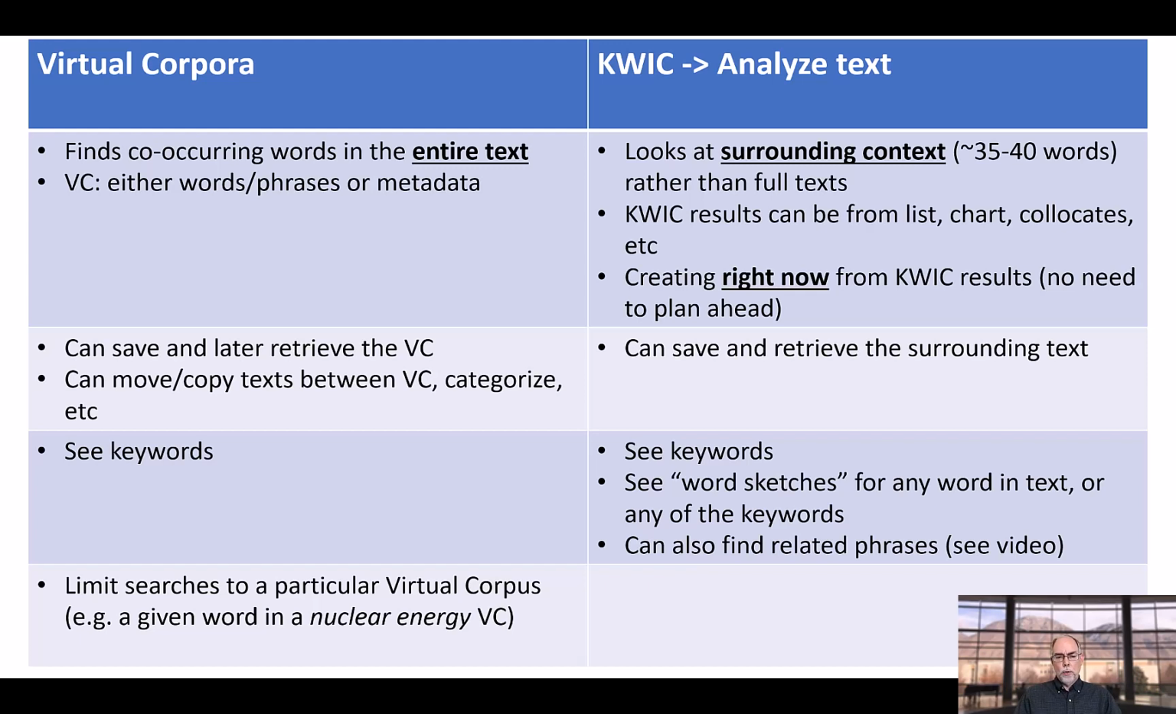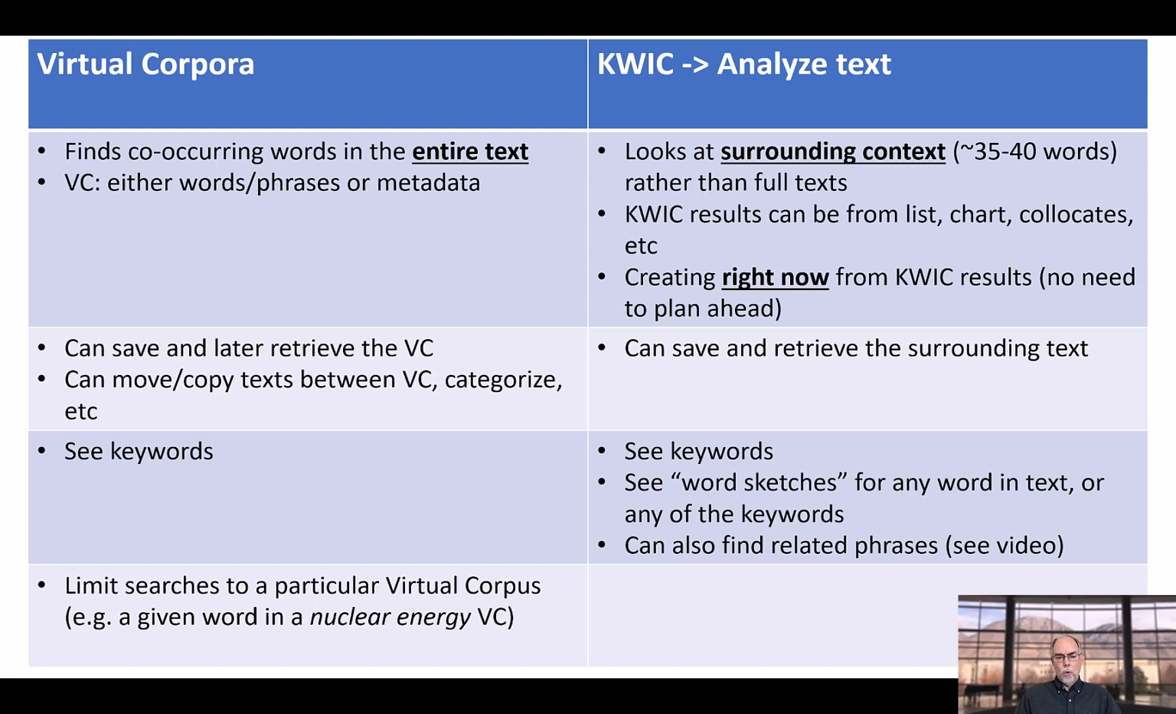With virtual corpora, we can create the virtual corpus either by searching for words and phrases, or we can use metadata to create the virtual corpora by focusing on text by a particular author or from a particular year or a particular source and so on. So it's fairly powerful in that sense. With virtual corpora, we can save and then later retrieve the virtual corpora. We can copy and move text between virtual corpora. We can categorize them. A lot of very powerful functionality.